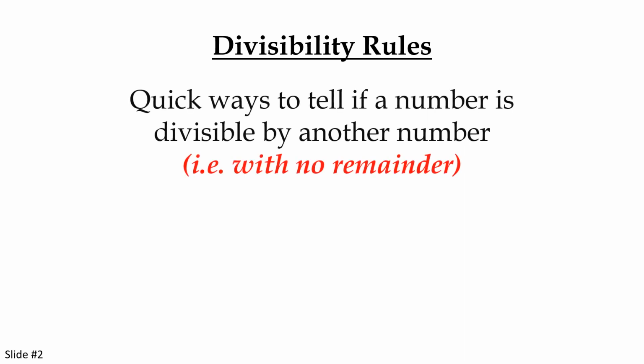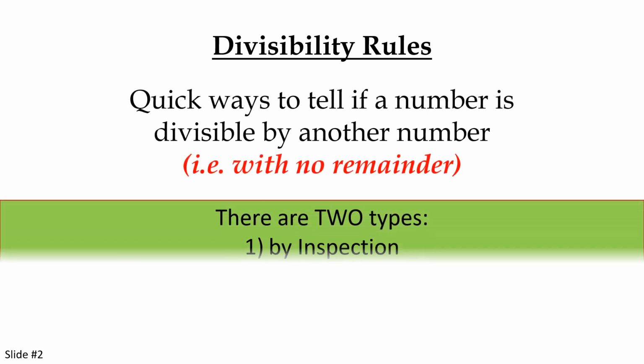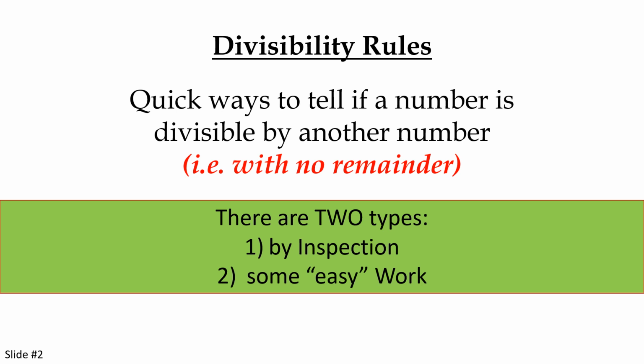Divisibility rules. These are quick ways to tell if a number is divisible by another number, i.e. with no remainder. There are two types: by inspection, where I'm just going to look at the number, and some easy work. These are meant to be quick, they're not meant to be time-consuming.